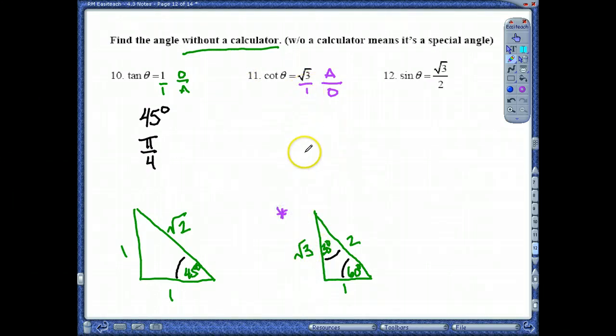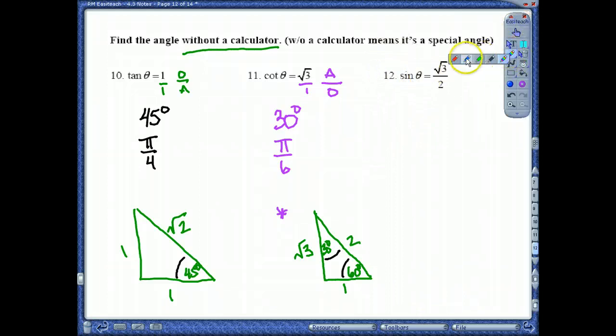Now I have to decide, is it the 30 or the 60? This time I could give the wrong answer, not like, oh, it's 45 or 45. So I need to actually look at which angle is adjacent the square root of 3 and is opposite from the side of 1. Well, 60 is adjacent the 1, so it isn't 60, it's our 30. So we have 30 degrees. What is 30 degrees in radians? Pi over 6.